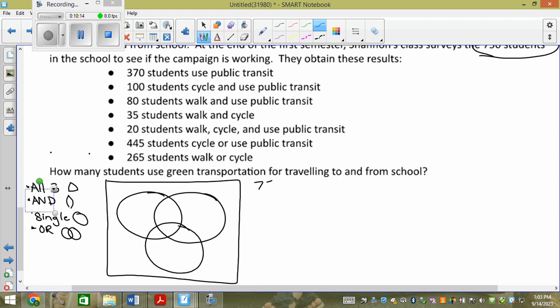And I'm going to put this out here to help myself. I know that inside there I need to have 750. In the school, to see if a campaign is working, they obtain these results.